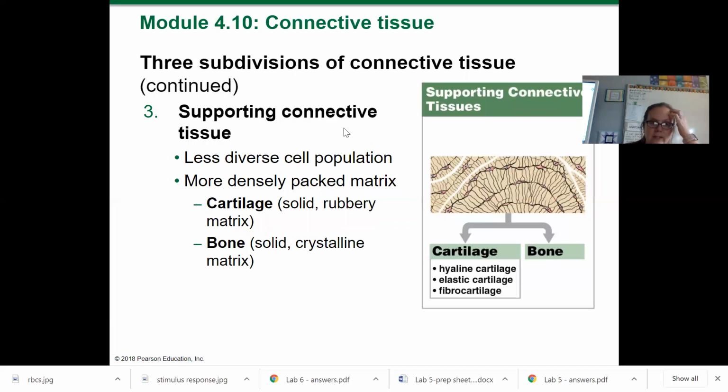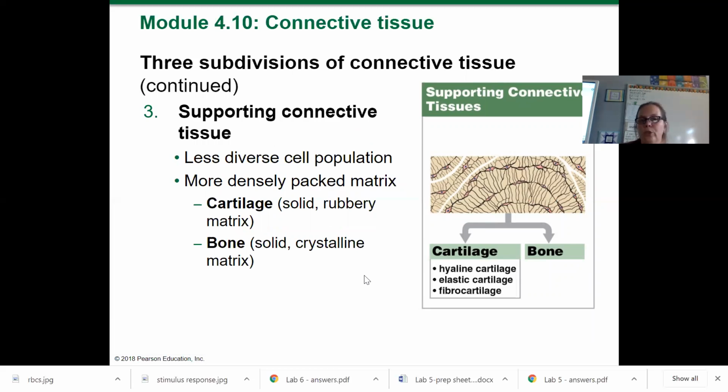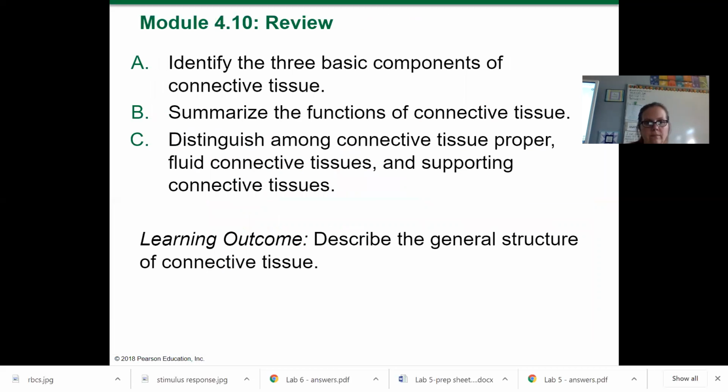Then you have supportive connective tissue, and these are things like cartilage and bone. For cartilage, there are three types: elastic, hyaline, and fibrocartilage. And then bone is very unique. When you see a picture or a micrograph of a bone, you will know it.